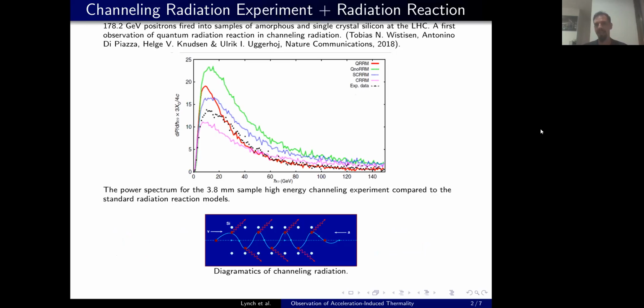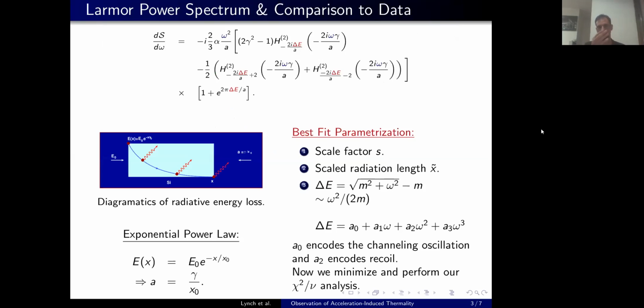This experiment was designed to measure radiation reaction, and here we see the standard catalog of radiation reaction models compared to the experimental data. Since these systems are highly accelerated, what we wanted to do was to incorporate techniques from quantum field theory and curved spacetime, namely the Unruh effect, into a theoretical description of this data. And so what we were able to derive is this Larmor power spectrum, which incorporates the Unruh effect.